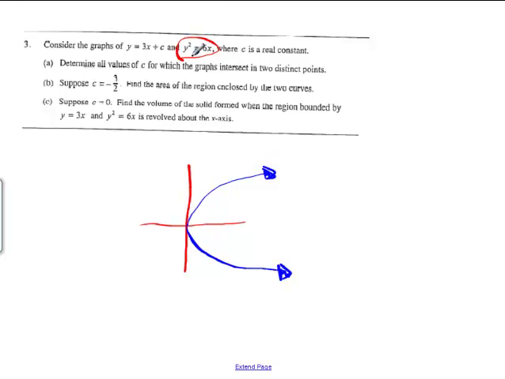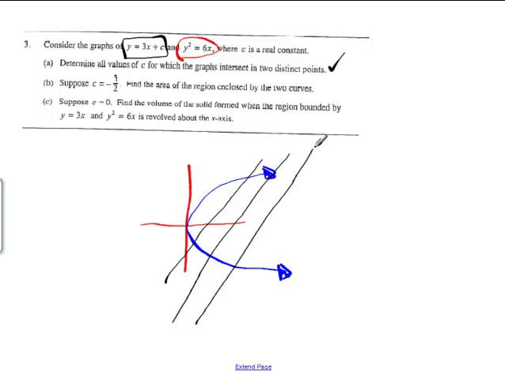And then we have this line y equals 3x plus c, where c is some constant. And the first question says, determine all values of c for which the graphs intersect in two distinct points. Well, what we can see is that anytime our line is here we're going to hit in 2 points, and here we're going to hit in 2 points. So anywhere down here, we're going to be hitting in 2 points. And up here, we don't hit at all.